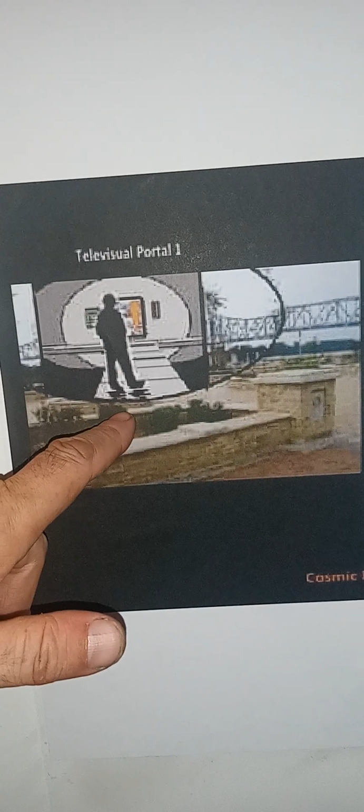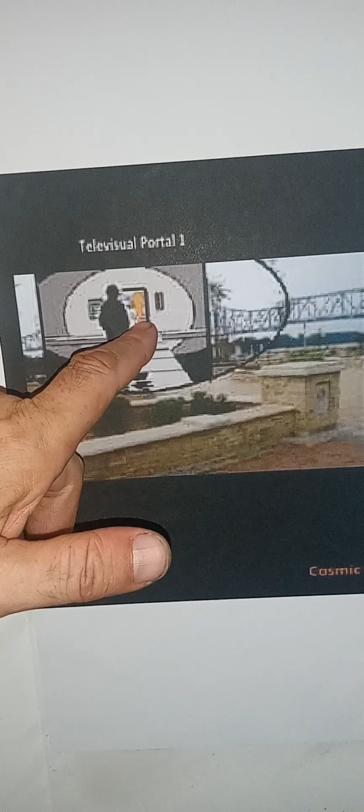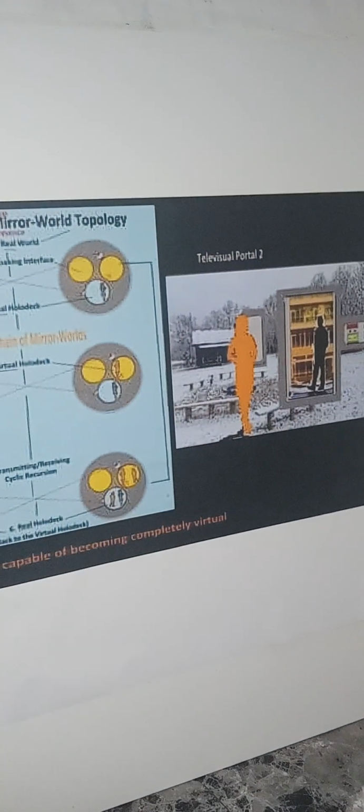See, there's John in televisual portal 1. And there's Jane as a virtual image, telepresence inside his holodeck. And then there's Jane inside her holodeck, and there's John outside her holodeck. And that's her virtual world, and that's her virtual body in televisual portal 2.